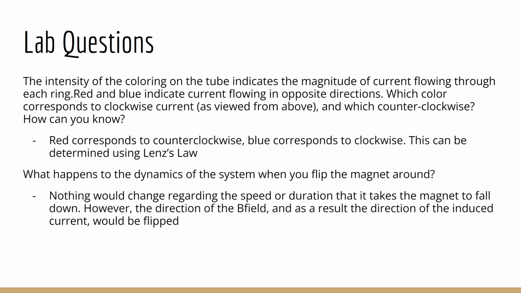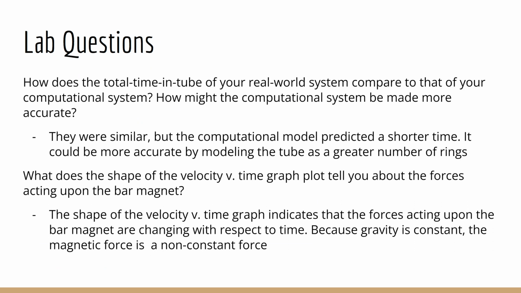What happens to the dynamics of the system when you flip the magnet? Nothing would change regarding the duration that it takes the magnet to fall down. However, the direction of the B field and the direction of the induced current would be flipped. How does the total time in tube of the real-world system compare to that of the computational? They were similar, but the computational model predicted a shorter time. It could be more accurate by modeling the tube as a greater number of rings.